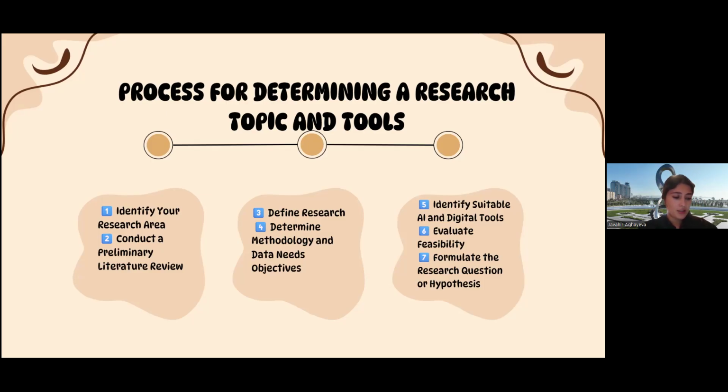So, and six is about evaluating feasibility. Here, I try to consider the access to data and technical skills, time, and resources. And the last one is about how we can make it concise and researchable, ensuring it aligns with our objectives and selected tools.